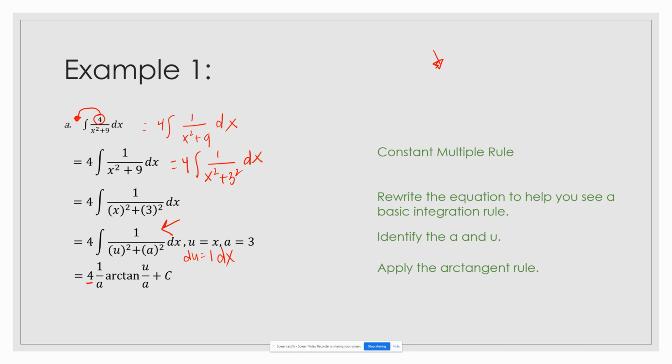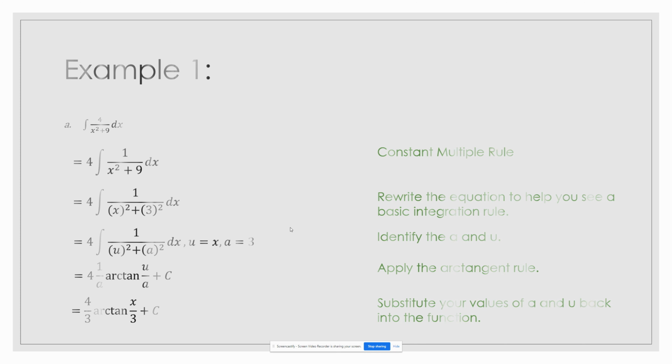Now, of course, there's one more step, and we need to substitute those values of u and a back into the function. So all of the a's turn into 3's, and all of the u's turn into x's. And this is the antiderivative: 4 over 3 arctangent of x over 3 plus c. Is that what you got? If it's not, that's okay. We're learning this right now.